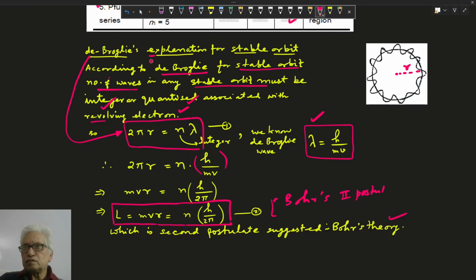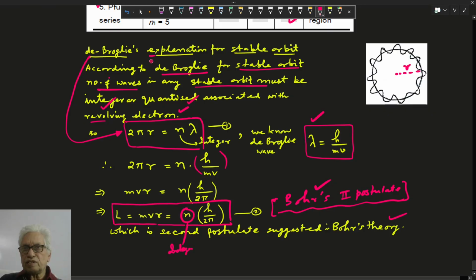So it means that what Bohr says and what de Broglie says are the same thing, each in their own way. Either you say, according to de Broglie, the number of waves in a stable orbit must be an integer, or by Bohr's second postulate, angular momentum is an integral multiple of h upon 2 pi, with n an integer, meaning the number of waves is integral. Both are their own ways of saying the same thing for a stable orbit.